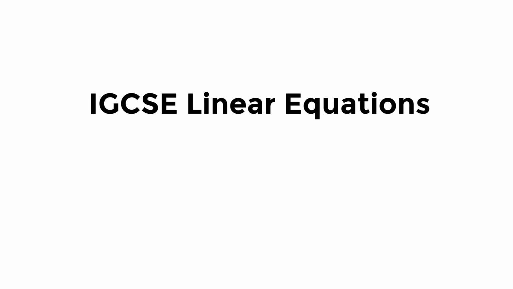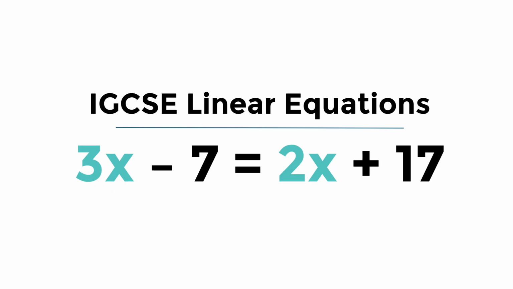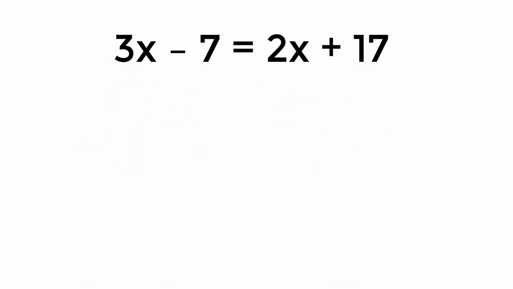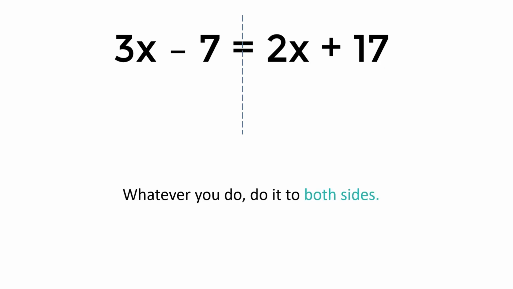In the previous lesson, we solved equations where the variable was on one side. But what happens when x appears on both sides? Let's solve this step by step. Remember, imagine a line dividing the equation into two sides. Whatever we do to one side, we must do exactly the same to the other side.